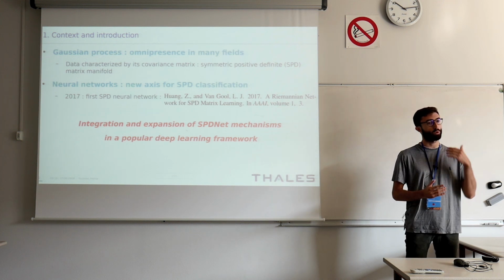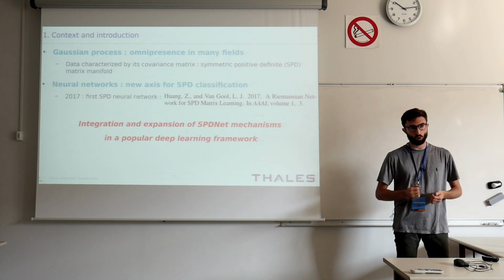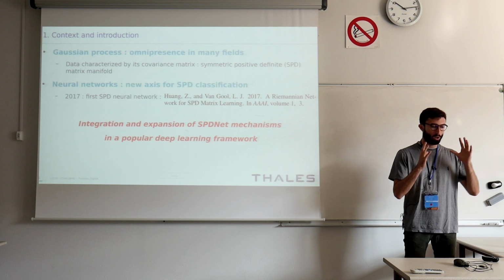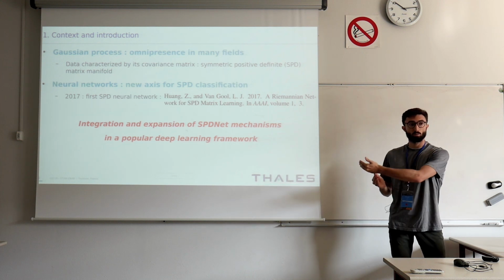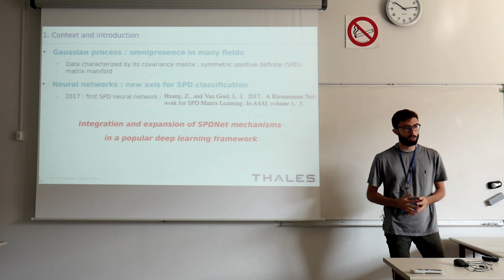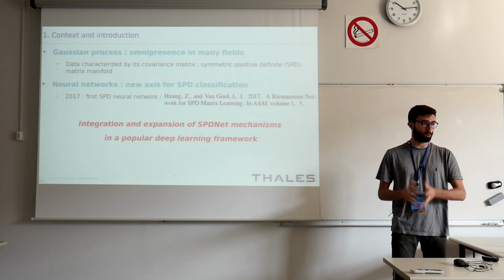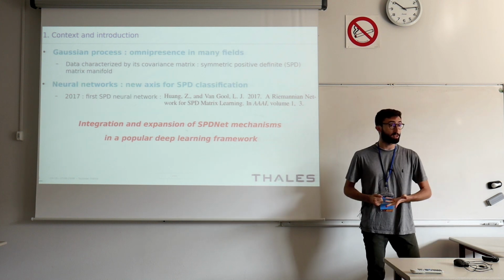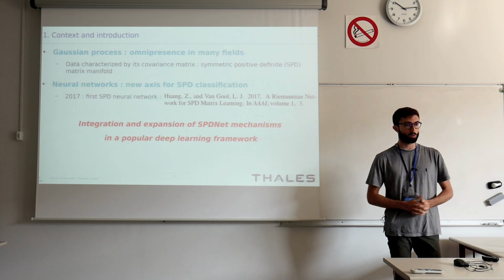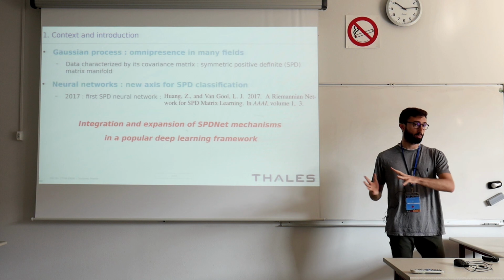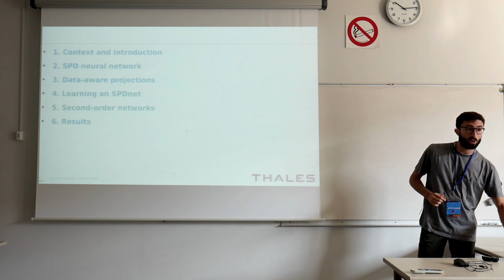Specifically, we want to build, develop, and integrate in some popular deep learning frameworks neural networks adapted for covariance matrices, which have a symmetric positive definite structure, SPD. So we're trying to build SPD neural networks. Actually, this has already been done, so we're quite lucky. In 2017, the first SPD neural network was proposed, and the second part of this presentation is dedicated to describing it.